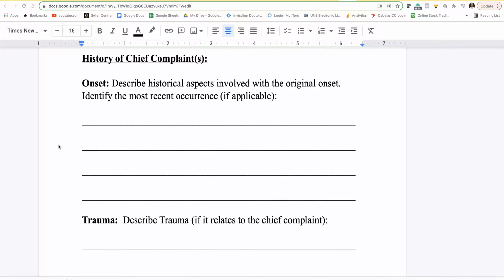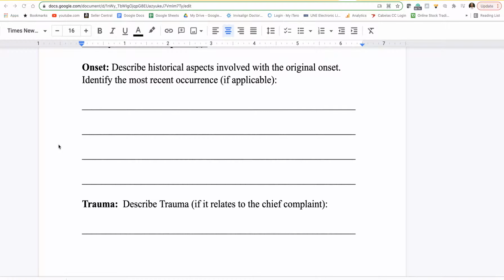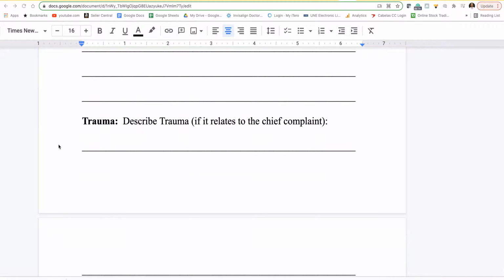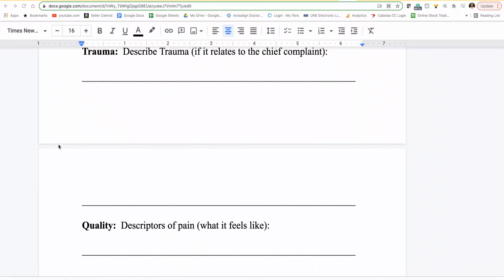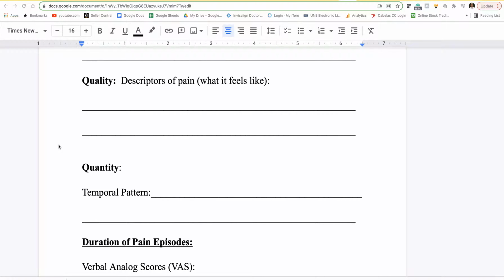So history of chief complaint, onset, describe historical aspects involved with the original onset. So really, you're just gathering data on how did this start, what kind of contributing factors led to it, so on and so forth. Trauma, describe trauma if related to the chief complaint, if there was an incident of sorts. Quality, what does the pain feel like? Obviously, sharp and dull are very different diagnostic tools that we use with odontogenic pain. So you want to make sure that you use that same kind of analysis here.